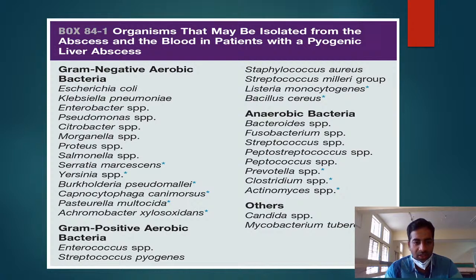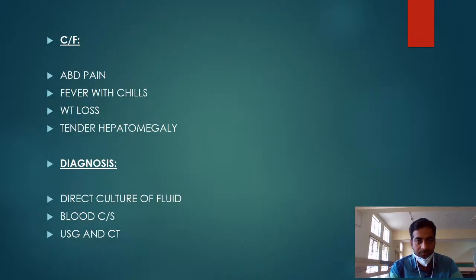Gram-positive includes Enterococci and Streptococci, and Staph aureus, Streptococcus, Listeria, Bacillus. Anaerobic bacteria includes Bacteroides, Fusobacterium, Streptococcus, Clostridium, Actinomyces. Others like Candida and Mycobacterium tuberculosis can also cause it.